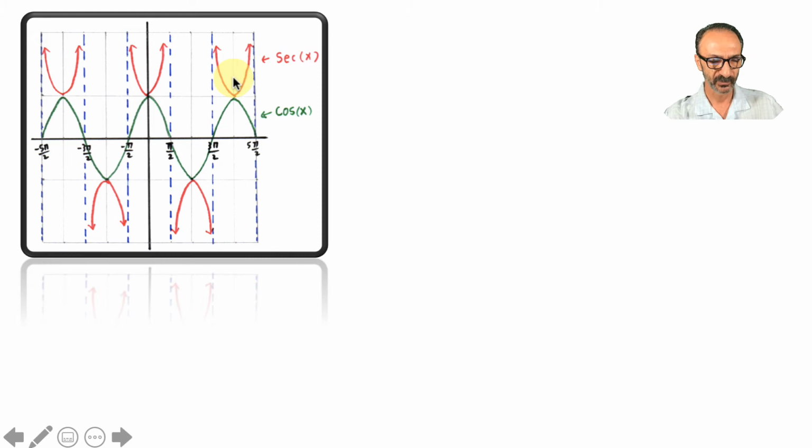All right. So at this point, cosine is up to 1. This is 1. 1 over cosine, 1 over 1 will still be 1. So this point belongs to the green graph, and it belongs to the red graph, which is secant.